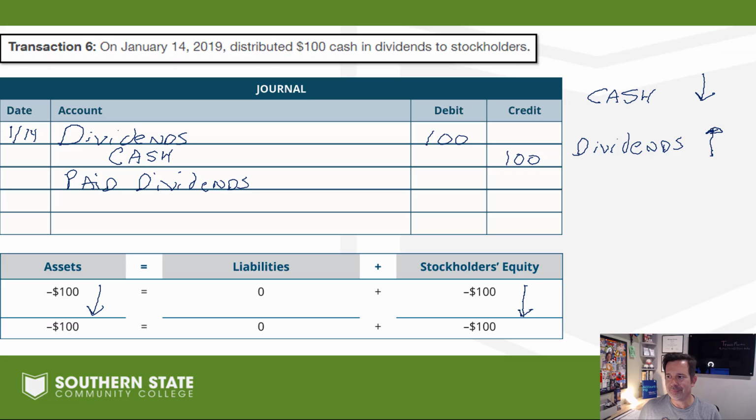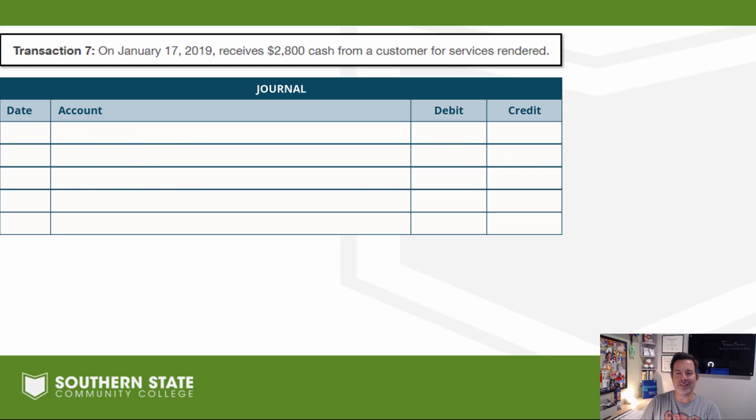All right. Number 7, how about a new transaction? On January 17th, we got $2,800 in cash from a customer for services that we have provided. Customers paying cash, we did the work. So 2 accounts going on here. We got our cash account and our revenue account. We did the work. We can count the revenue. Both accounts need to go up.